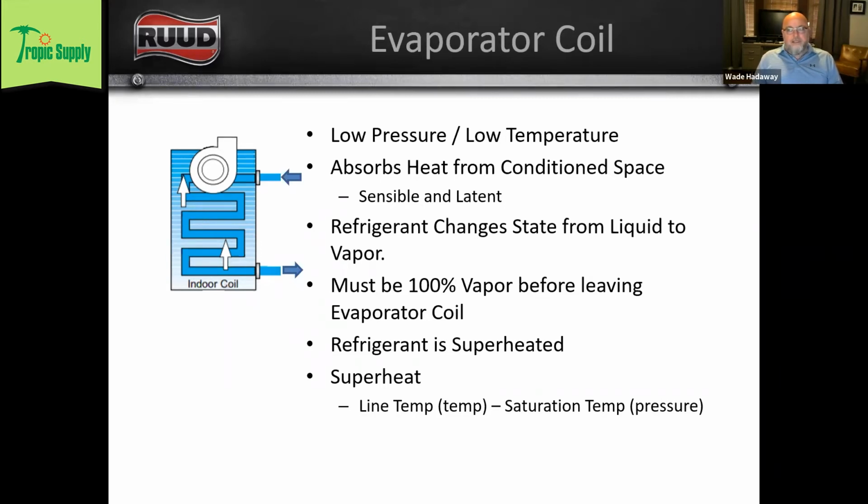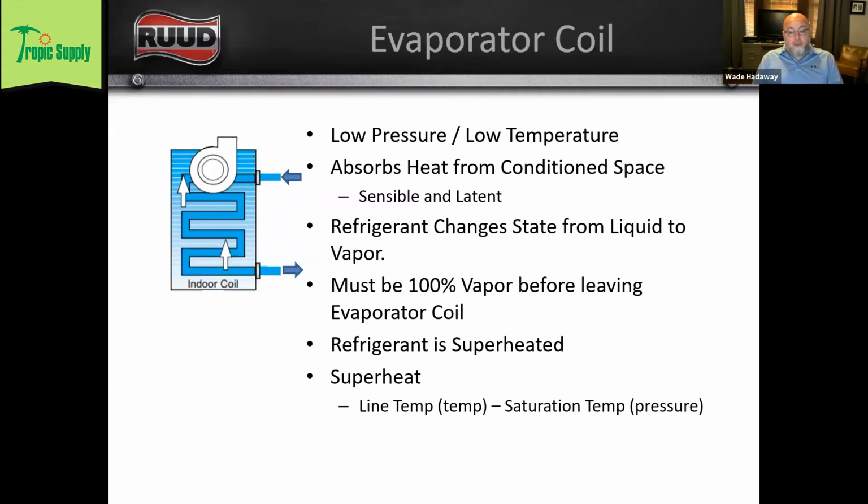And the reason that superheat is important is because when we think about superheated refrigerant, that tells us what the condition of the refrigerant is as it's leaving that indoor coil or that evaporator coil. The refrigerant in all of the systems that we manufacture has to be 100% vapor before it leaves the evaporator coil, because we don't want to send any liquid refrigerant to our compressor.